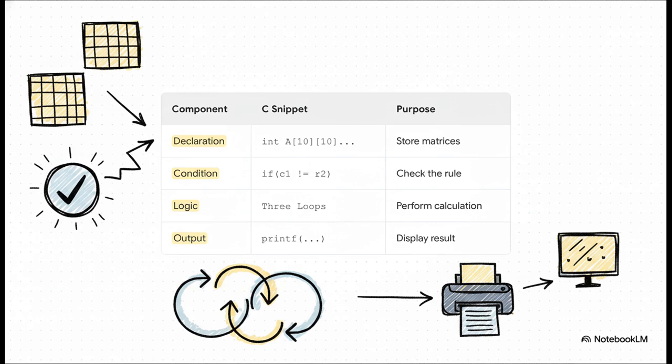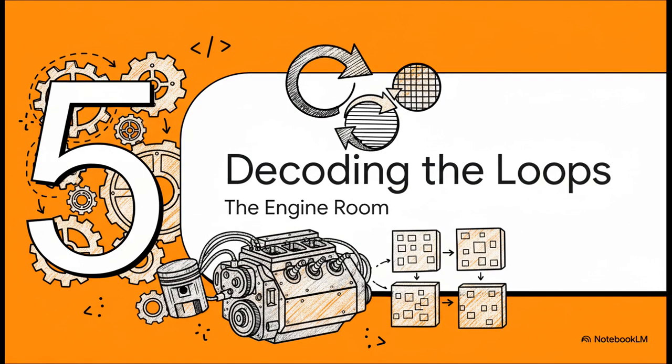And here is that blueprint. Pretty straightforward, actually. First, you declare some arrays to hold your matrices. Then, super important, you put in a check to enforce that golden rule. But the real heart of the machine, the engine that does all the heavy lifting, is a set of 3 nested loops. And after that, you just print out the result. So let's pop the hood and take a closer look at that engine. Because if you can understand these 3 loops, you really understand how to code matrix multiplication. This is where all the magic happens.